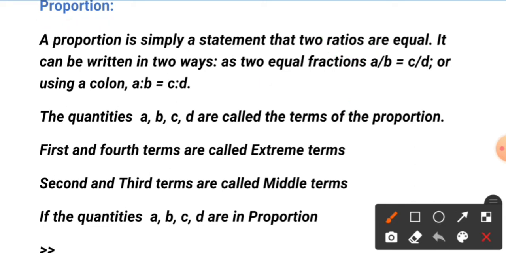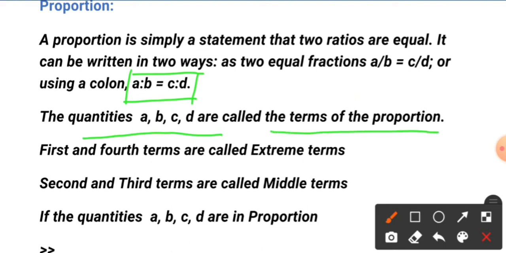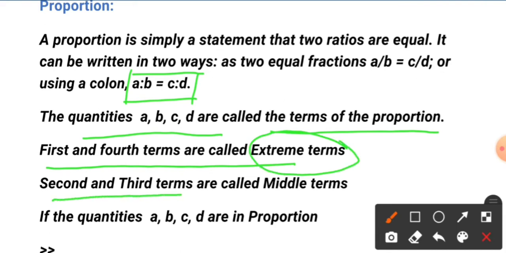Next, here A, B, C, D, this is four terms, and A, B, C, D, these quantities are called the terms of the proportion. The first and fourth terms are called extreme terms. The second and third terms are called middle terms.